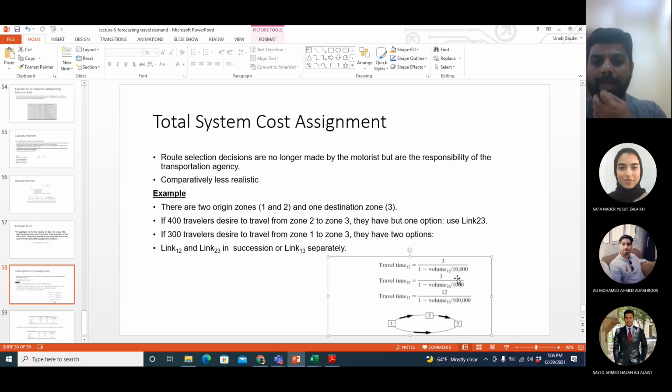The travel time for each link is given here. Then you select the volume. So this is the equation for total system cost assignment. And then you put the volume. So from 1 to 2, you may have 300 vehicles. Obviously, you can only have 300 vehicles.